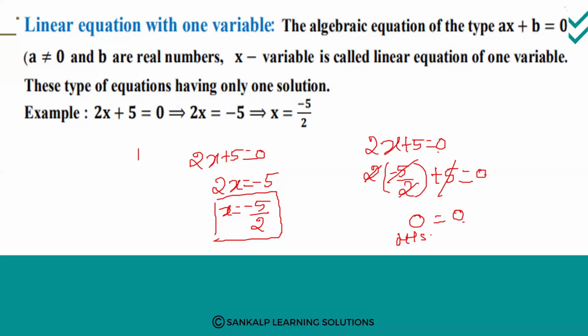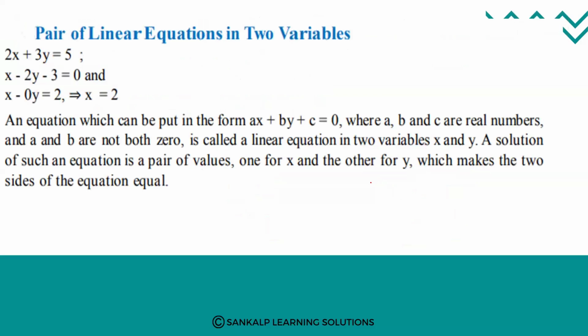Here the LHS part is equal to the RHS part. That means when you have the LHS part equal to the RHS part, that value we call the solution of that equation, right? So here, which one is the solution? X is equal to minus 5 divided by 2 is the solution for this equation. So for a linear equation, how many solutions does it have? It has only one solution. For a quadratic equation, it has two solutions, right?